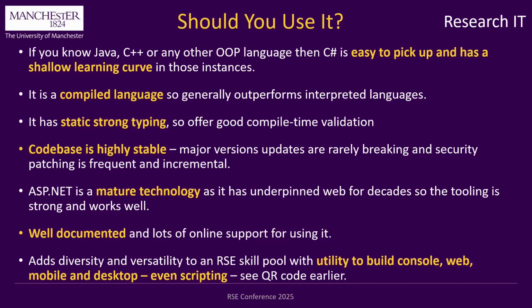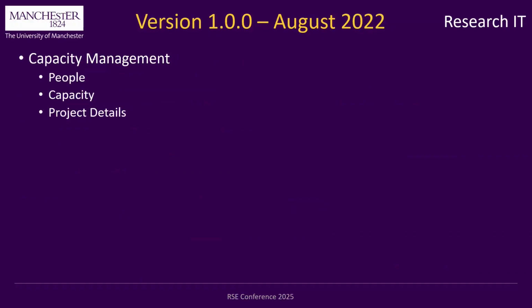I think as an RSE leader, it's quite important to have some element of diversity and versatility in your group. And one of the things that .NET brings, as I said earlier, is that you can build web, you can build mobile, you can build desktop, all using the same framework. So you only learn the framework once, and you can deploy that in lots of different places, which makes quite a lot of sense if you need to bash things out quite quickly.